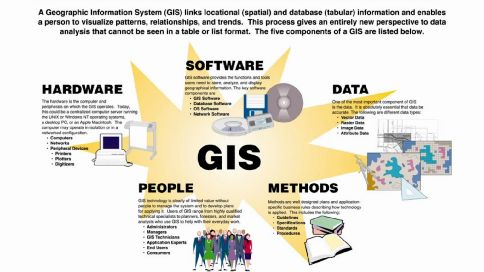Methods are well designed and planned applications specific for business that rule how technology is applied. This includes the guidelines, specifications, standards and procedures. So the last component is people. GIS is clearly of limited value without people to manage the system and to develop plans for applying it. We will need people such as administrators, managers, GIS technicians, application experts, end users and consumers.